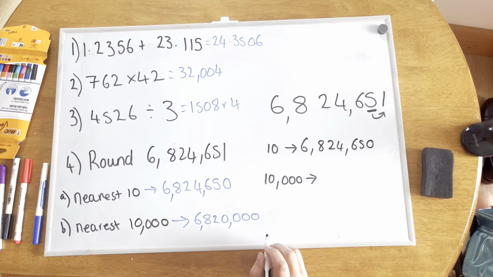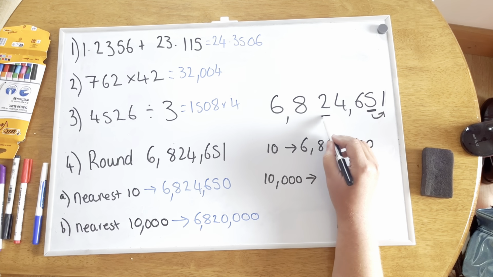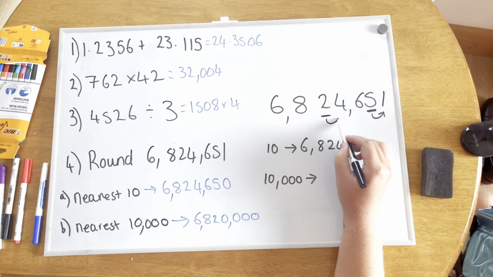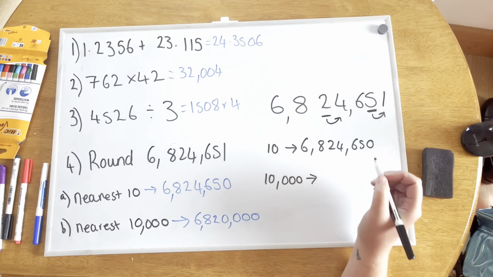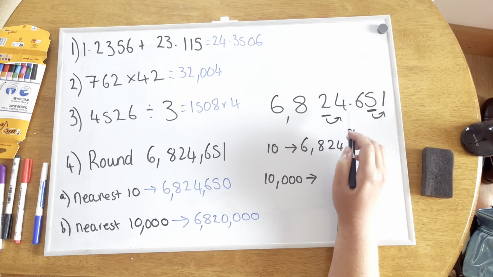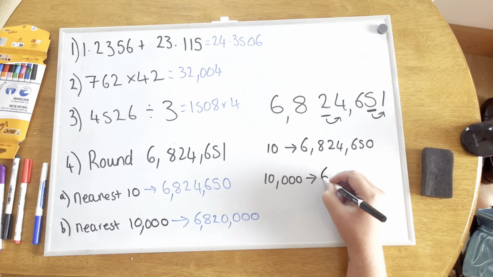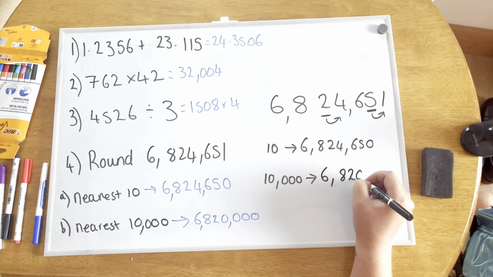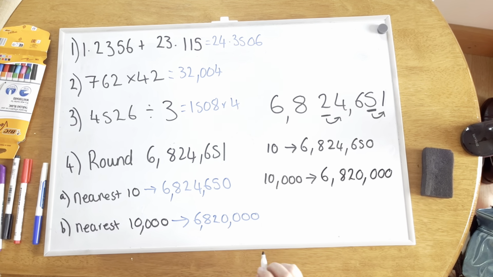To the nearest 10,000, again I go to my 10,000 column, and I go to the one before, my thousands. So because it's a 4, we round down, so my number would be 6,820,000. They are all of our arithmetic questions. How did you get on? Remember, pause, rewind, and double check if you got any of them wrong.